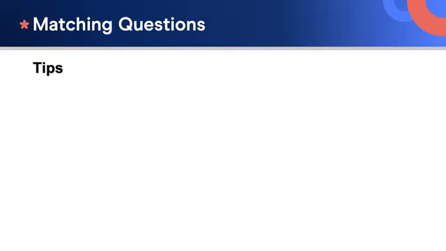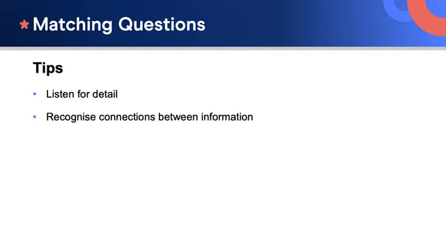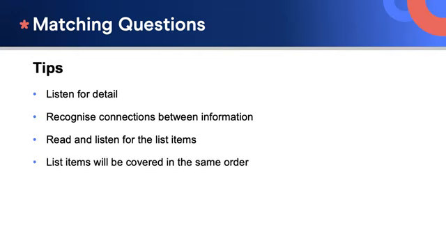Matching questions in the listening test are mainly testing your ability to listen for detail about each list item and to recognize the connections between information to see which two items match together. Some top tips for matching are: read the list items and listen out for these in the recording, and the list items will be covered in the same order in the recording as the order they're listed in, so this can help you to know which one to focus on as you listen.